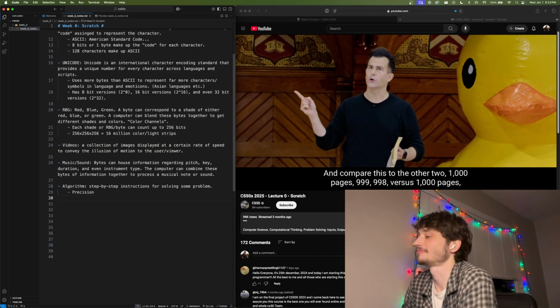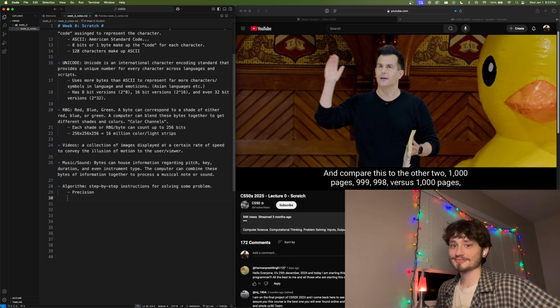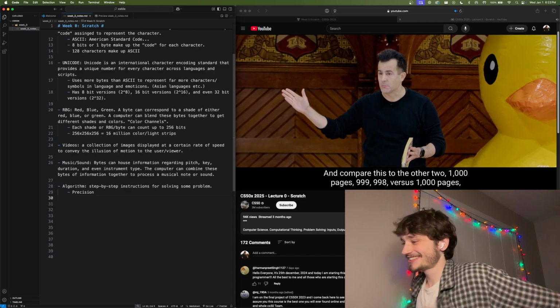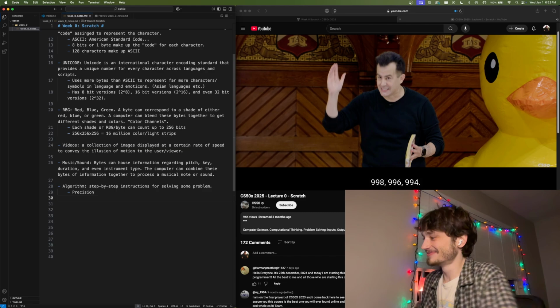And compare this to the other two. 1,000 pages, 999, 998. Binary search versus 1,000 pages, 998, 996, 994.